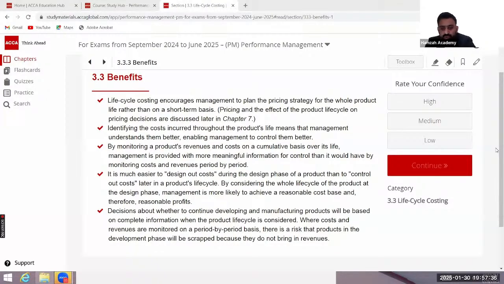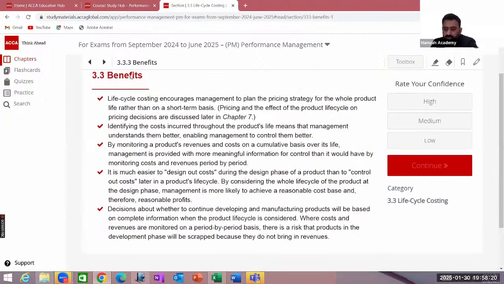The decisions about whether to continue developing and manufacturing products will be based on complete information when the product life cycle is considered, where the cost and revenue are monitored on a period by period basis. So whether you are going to discontinue the product or continue the product, if you are using life cycle costing, it will be based over the entire life of the product rather than on a specific period. And obviously that is a better thing, because when you are focusing over the entire life of the product, it gives you a better understanding.